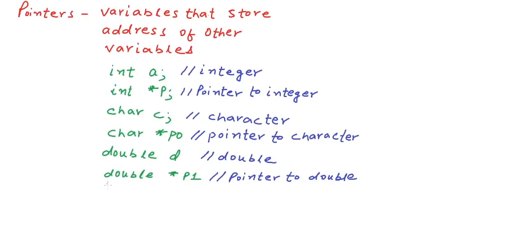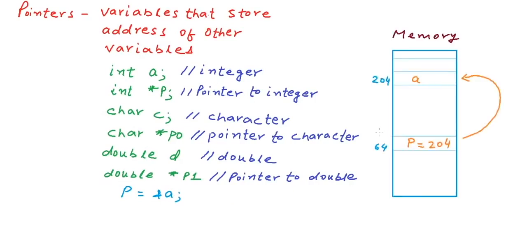And to get the address of a variable, we write a statement like P is equal to ampersand A. Now this ampersand works as an operator that gives us the address of A. And what happens in the memory is something like this. The variable P stores the address of variable A. So in this figure here, P's value is 204, which is the address of A. So P points to A.